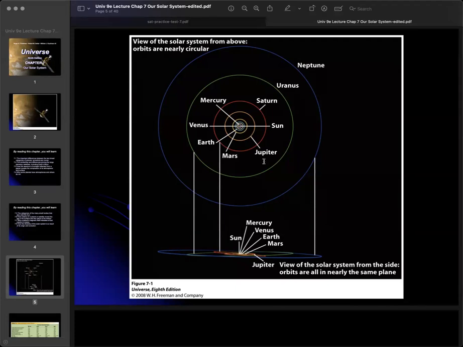Something to notice is that the orbits are almost circular. To the untrained eye, these look almost like perfect circles, but in reality, these are ellipses with very small eccentricities, as we have talked about in an earlier chapter. The other important thing to notice is that all these orbits are almost in the same plane, so that when we look from the side, this whole thing looks like a disk. And that is very important, and that has something to do with how the solar system was formed.